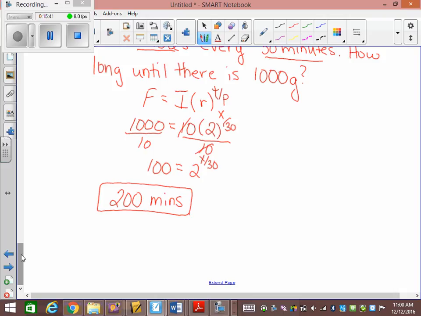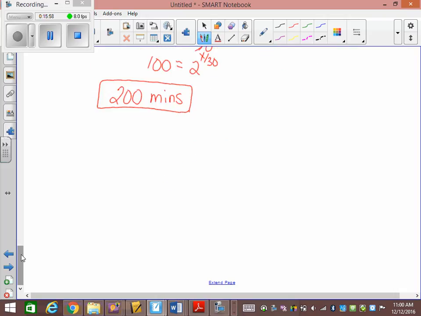Did you put this in brackets? This needs to be in brackets. Your exponent always has to be in brackets, or else what your calculator's doing is going 2 to the power of x and then dividing the whole thing by 30, which is not what you want. Exponent always in brackets.